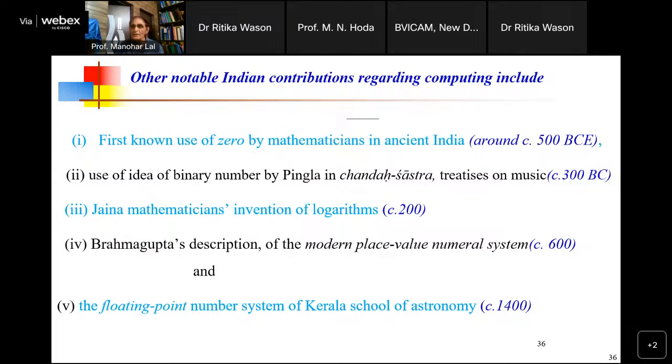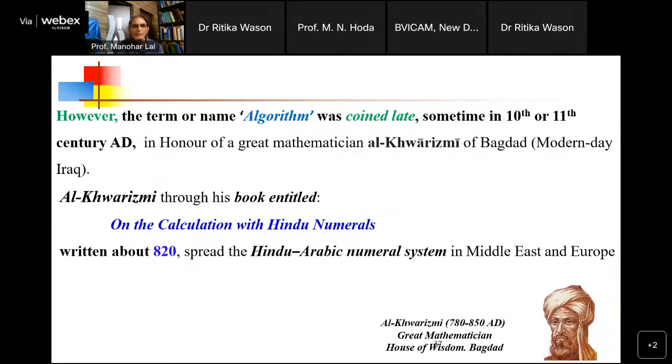Whether it is zero, binary number, logarithm, place value system, or floating point, each plays a very significant role in modern computing. Friends, however, the term algorithm came quite late, in honor of the great mathematician Al-Khwarizmi of Baghdad. Al-Khwarizmi, through his book entitled On the Calculation with Hindu Numerals, written about 820, spread the Hindu-Arabic numeral system to the Middle East and then to Europe.